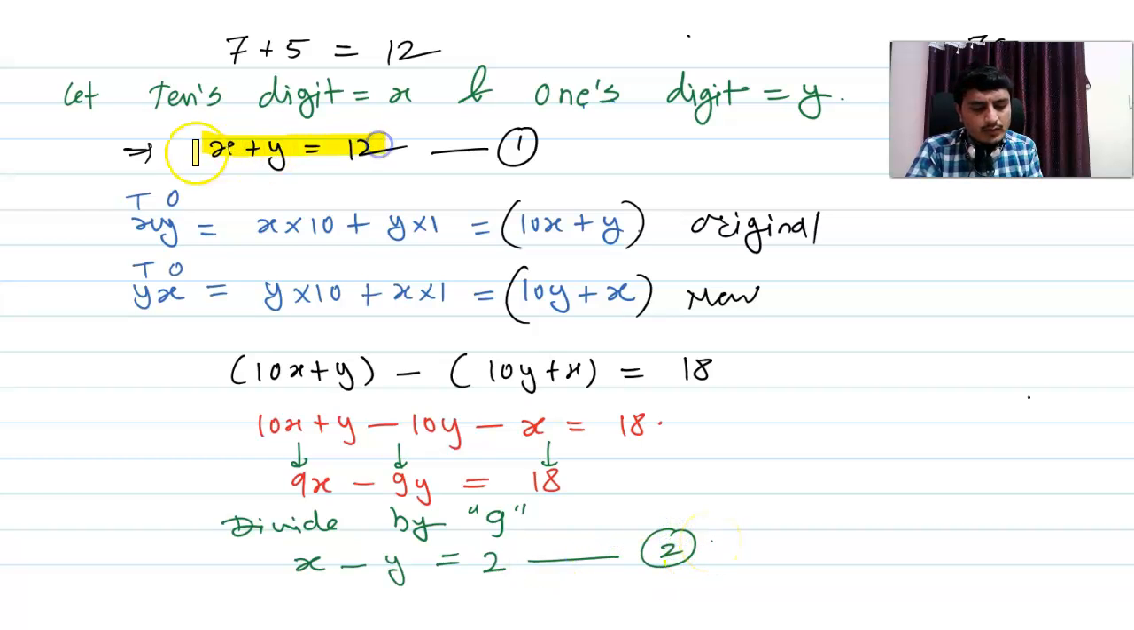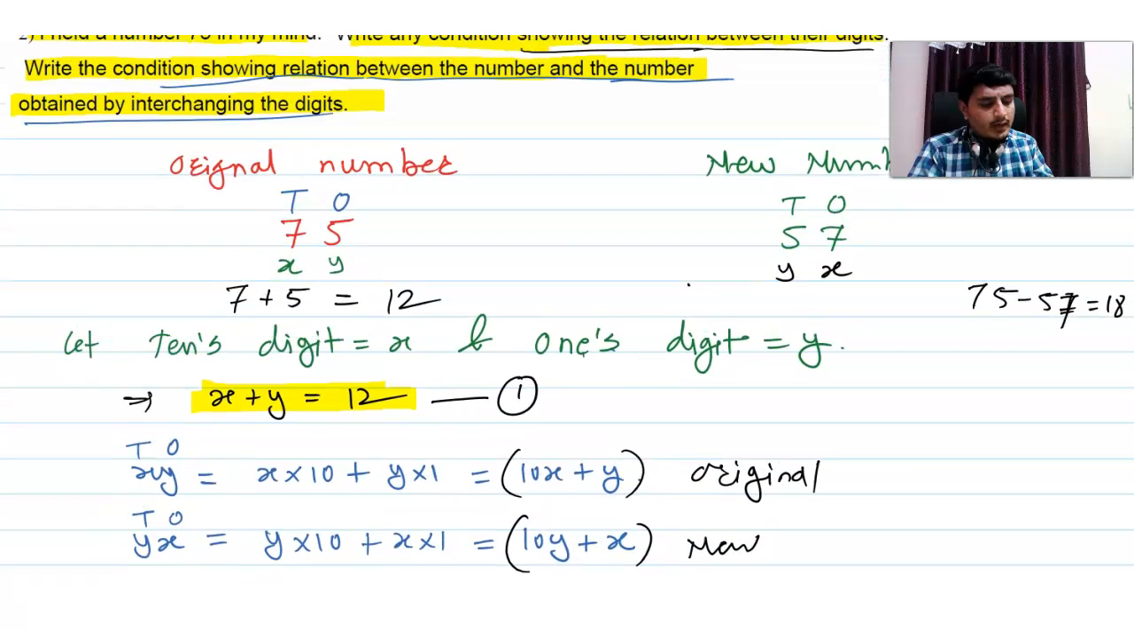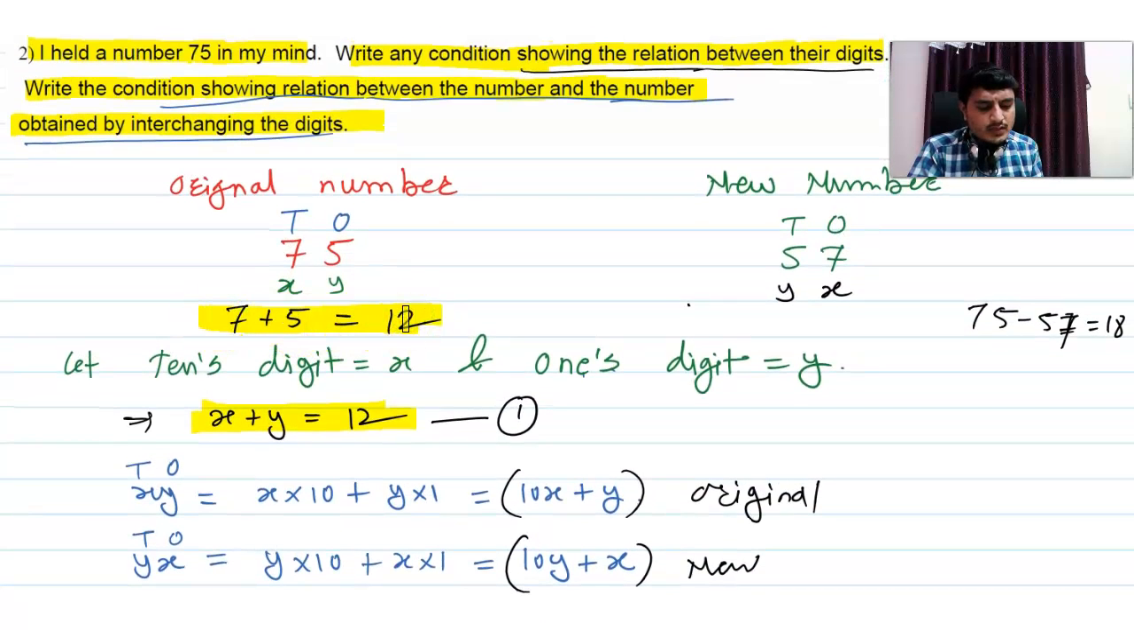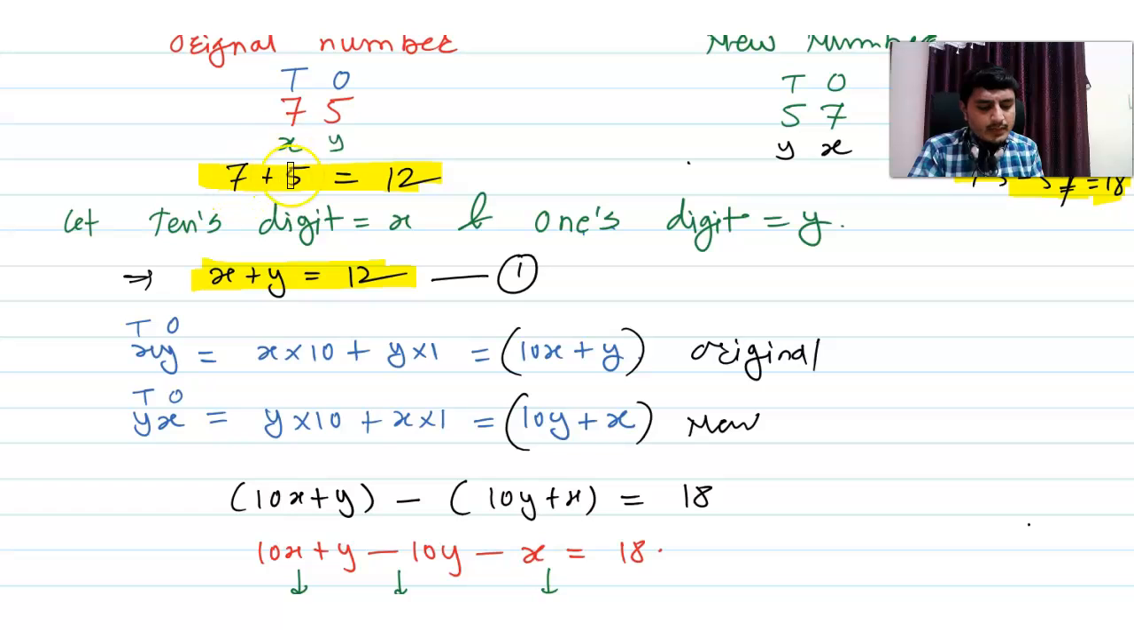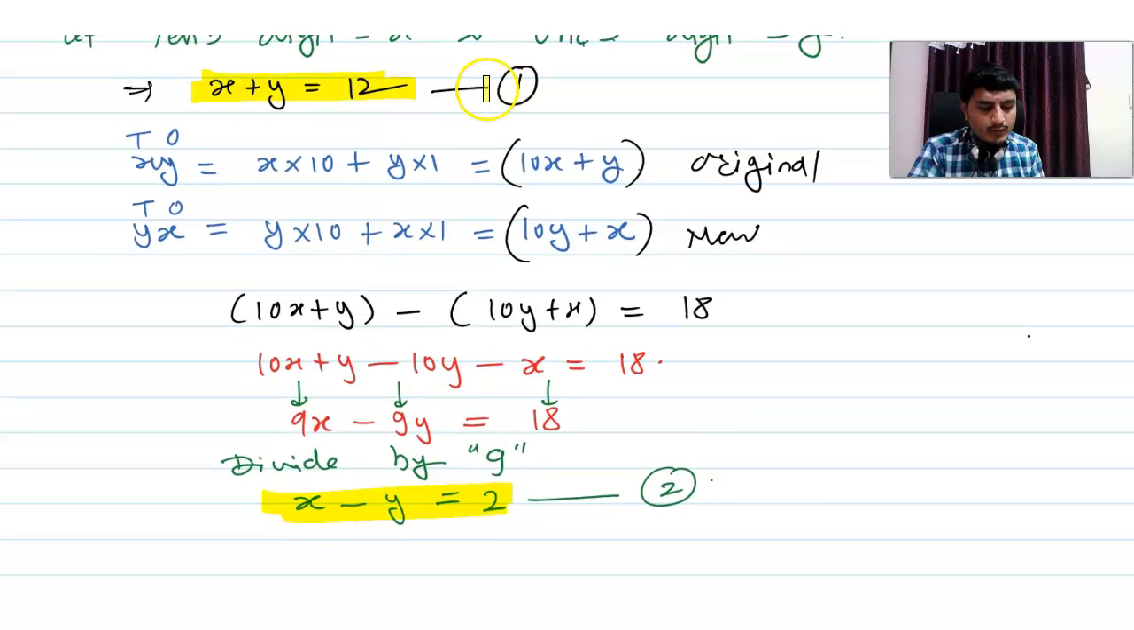That means equation 1 shows the relation between the digits of the original number, while equation 2 shows the relation between the original number and the number obtained by interchanging the digits. The numerical equations are 7 plus 5 equals 12 and 75 minus 57 is equal to 18. After replacing 7 by x and 5 by y, we get the equations x plus y equals 12 and x minus y equals 2.